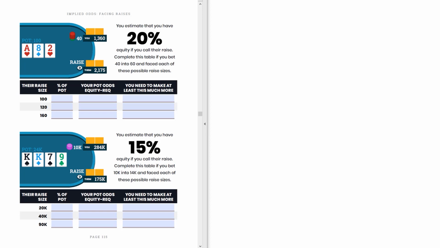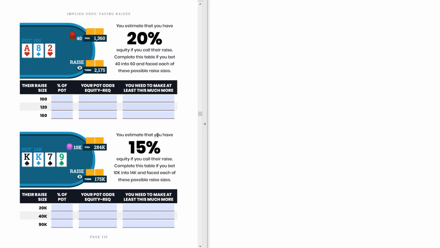All right, so I want to do another exercise with you, but this time from the facing raises section, because we can also use implied odds, not just when facing bets, but also when facing raises. And we're gonna flip over a few pages to this section of the workbook, and we're gonna do this bottom one together, and we're gonna do the 40,000 raise, and we'll talk about how to do it.